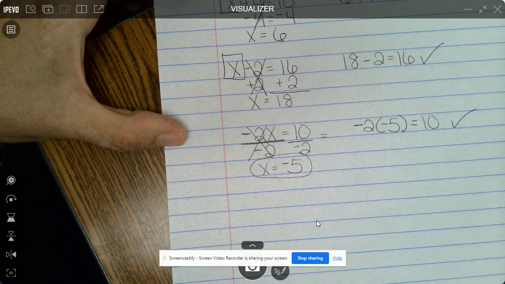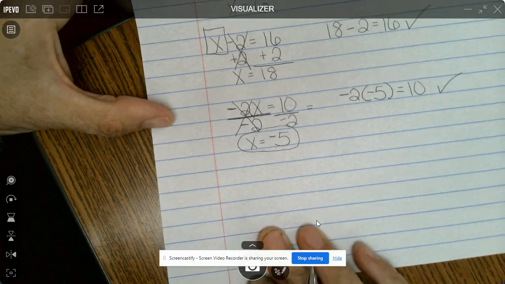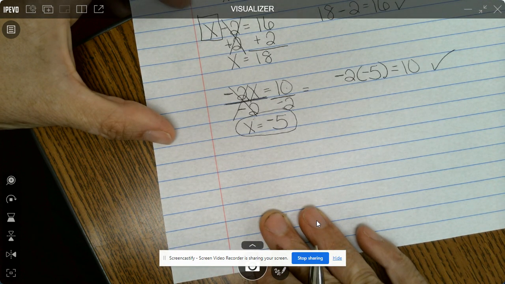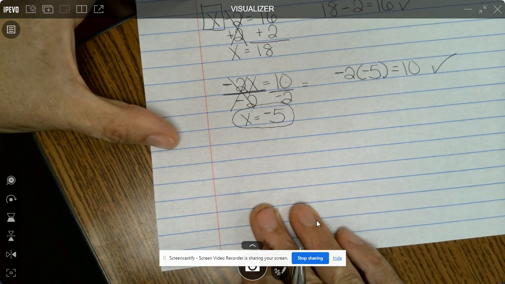When you're working with any equation, by substitution, you can go back and double check your work, so nothing should be wrong.